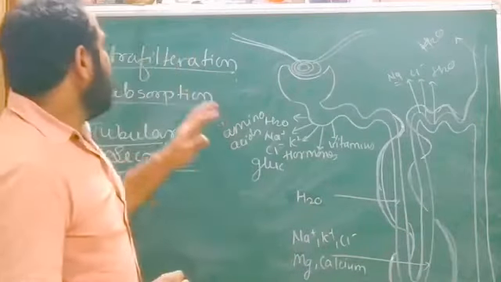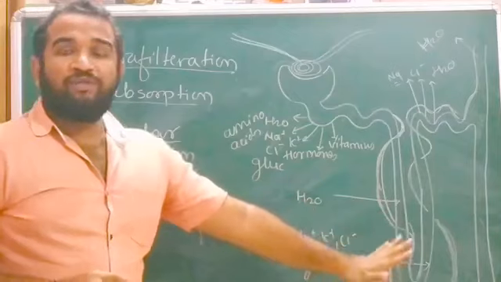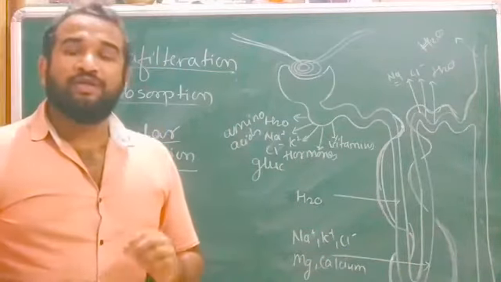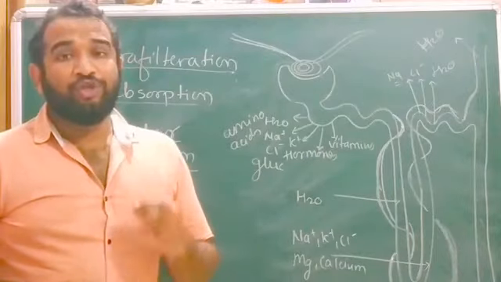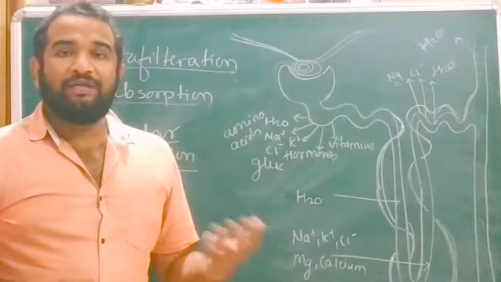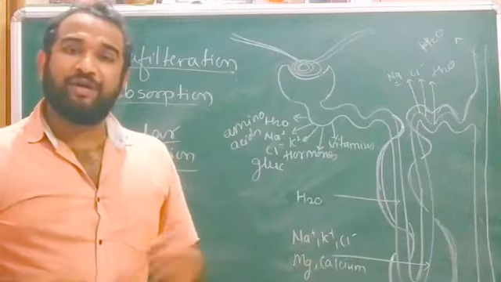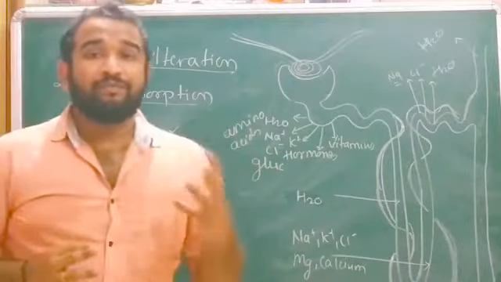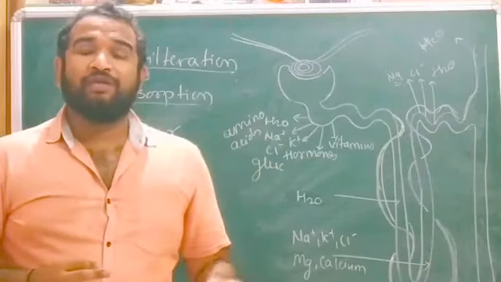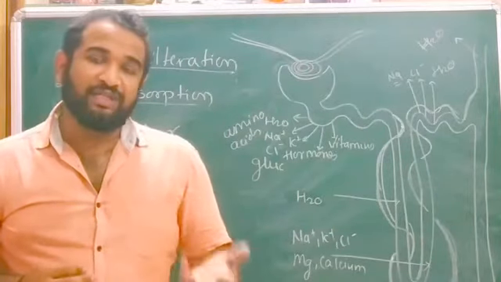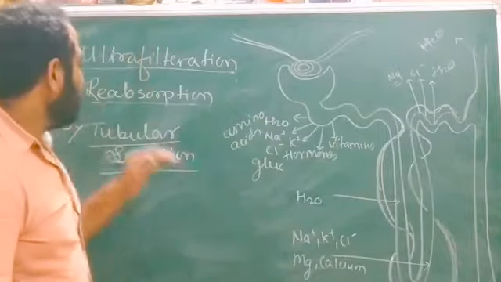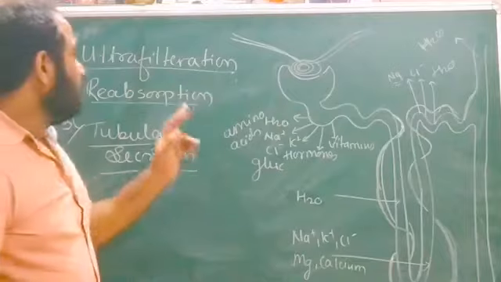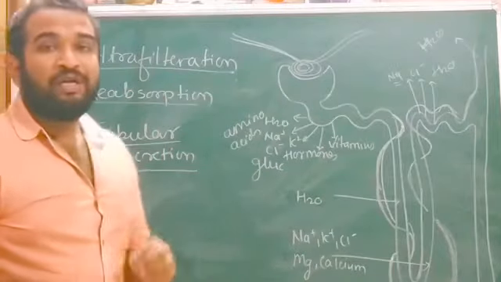The process of urine formation involves ultrafiltration, reabsorption and tubular secretion. At the end, about 1 to 1.5 liters of urine is excreted from the body per day. So 180 liters of filtrate is formed, but only 1 to 1.5 liters of urine is excreted. That happens because of the process called reabsorption. So there is ultrafiltration, reabsorption, and then tubular secretion.